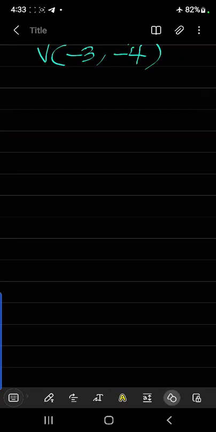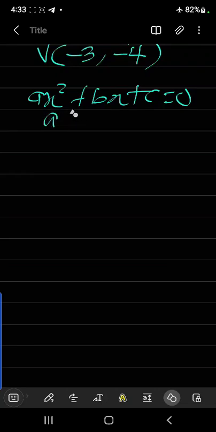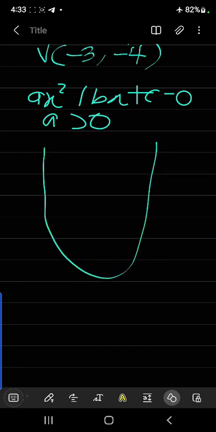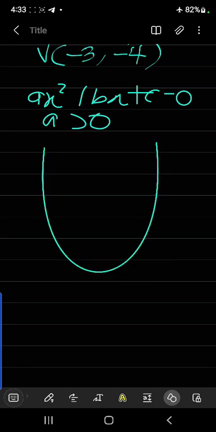Now, if they give you a quadratic equation in the form ax squared plus bx plus c equals 0, where a is greater than 0, that is, the leading coefficient is positive, then your curve will be like this. That's how your curve is going to look. It will be U-shaped. And this point is what we call the vertex of the curve.